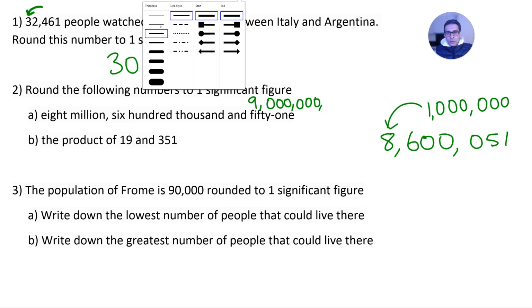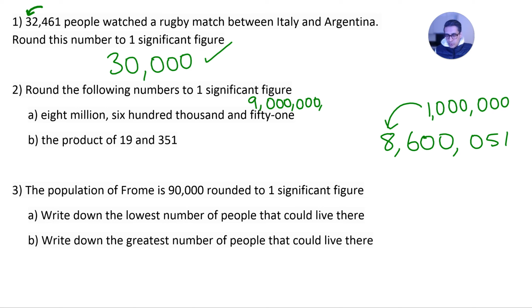Right, next one. We are going to be rounding the product of 19 and 351. So you can just use a calculator for that. So it's going to give you 6,669. We're going to round to one significant figure. The first non-zero digit is that 6, which is to the nearest 1,000. So we're rounding this number to the nearest 1,000. The decider is another 6, so the first 6 is going to round up to 7,000. And that's your answer there.